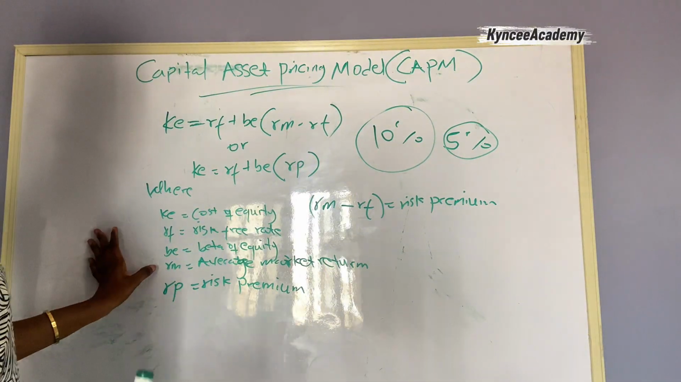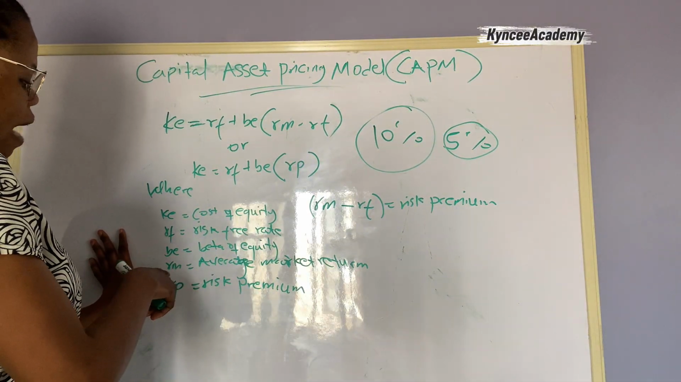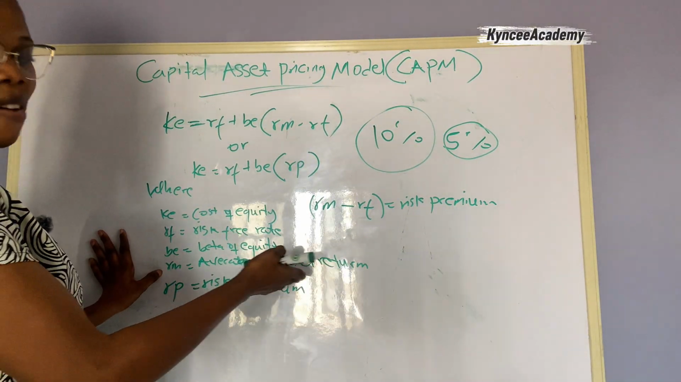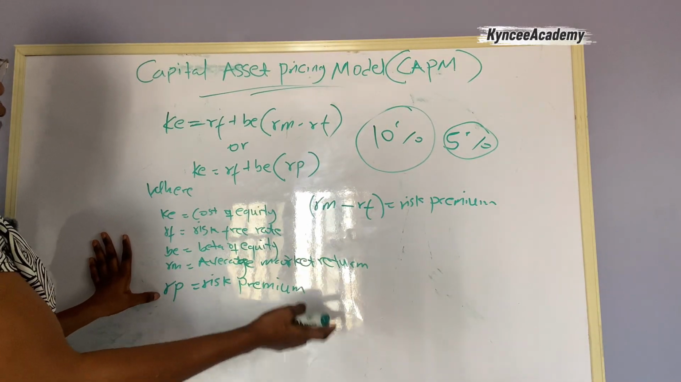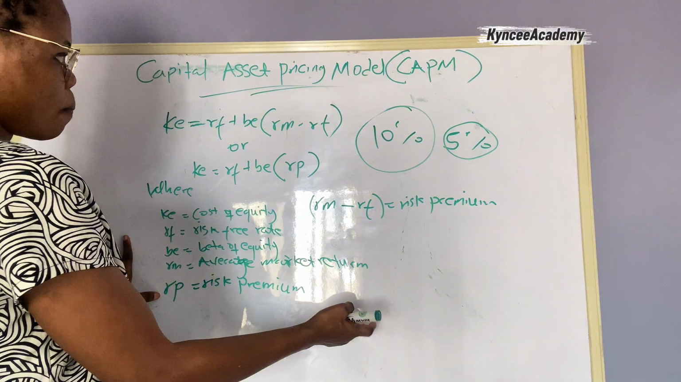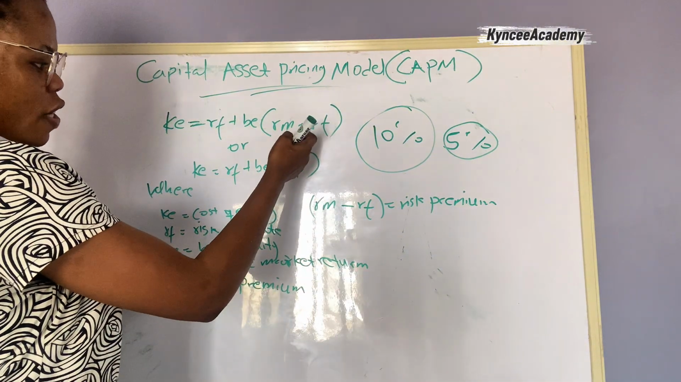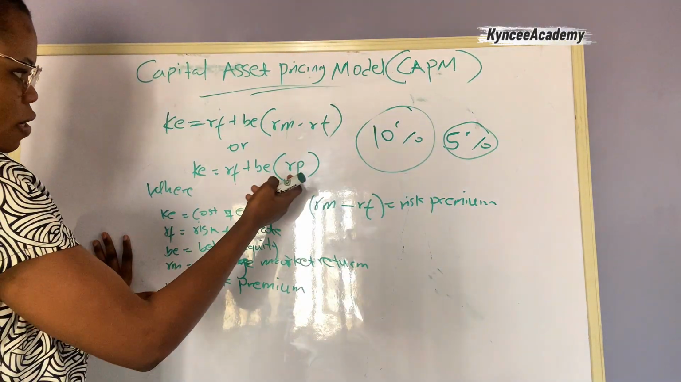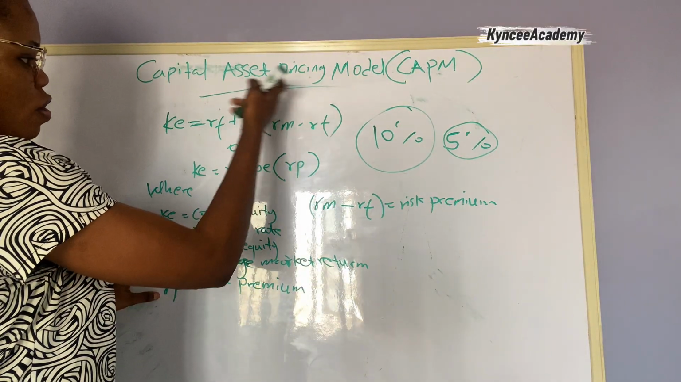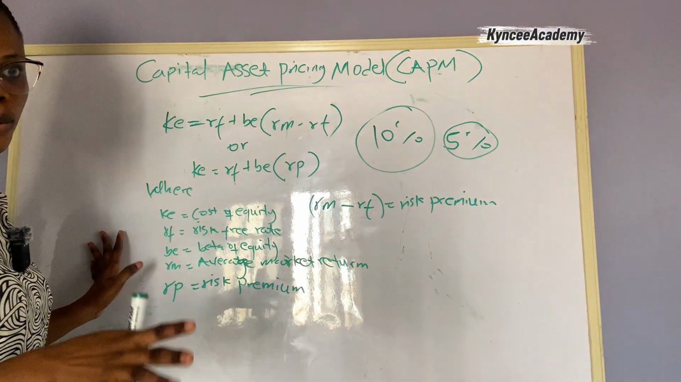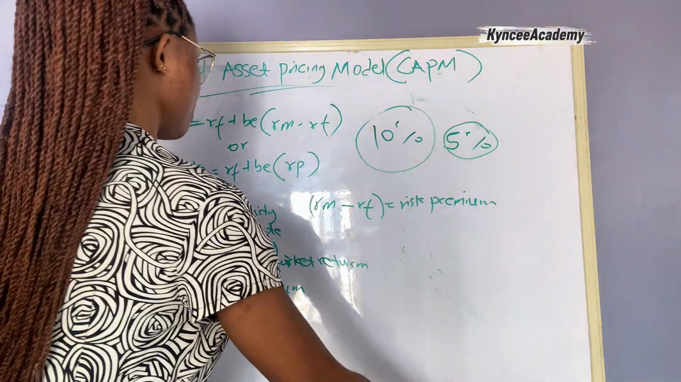So now we also talk about Rm, which is market return, of course average return. Then Rp, which is the risk premium. I've explained it earlier. In a question, if you are given risk premium, it means that this computation has already been done, so you just go straight and use this formula. But if you are given market return, it means that you are going to use this formula.